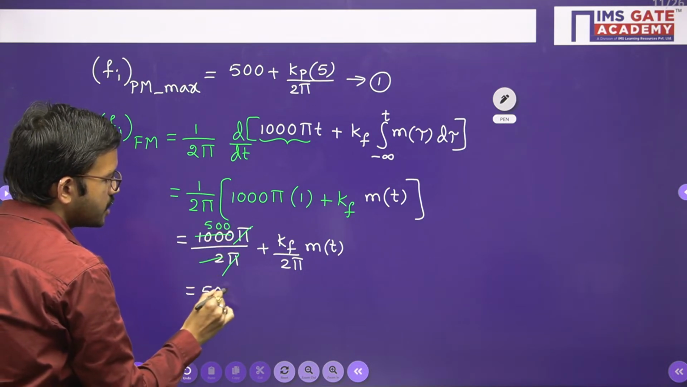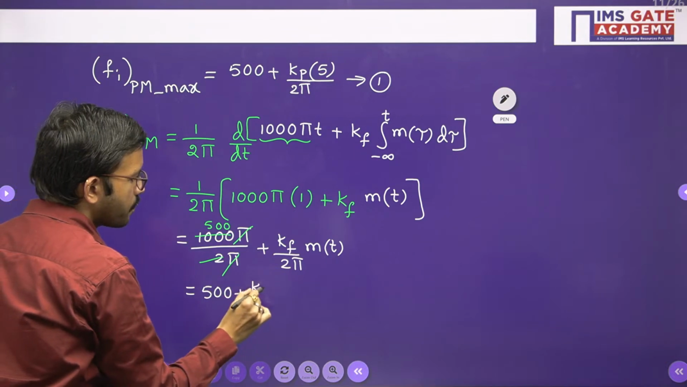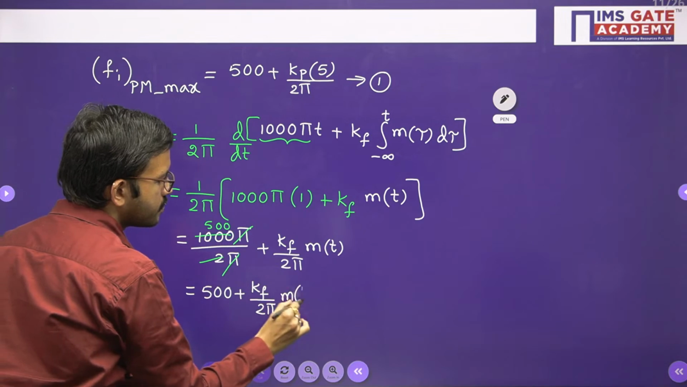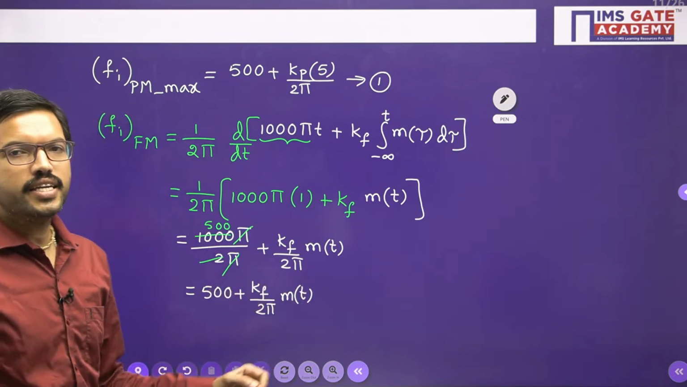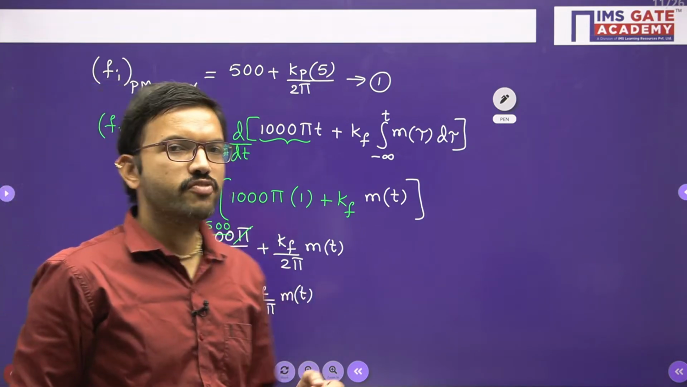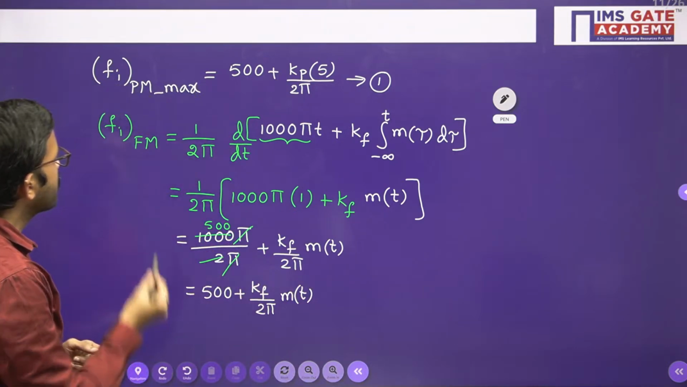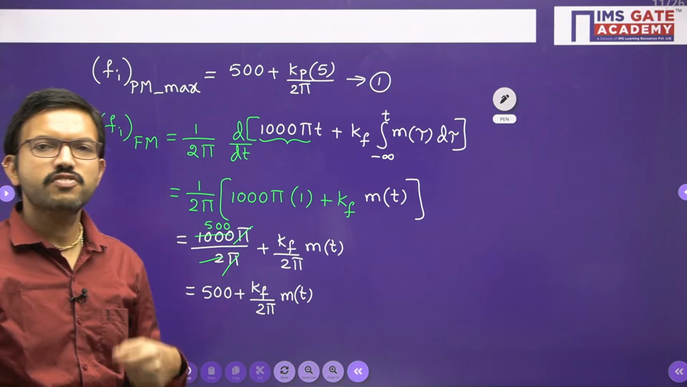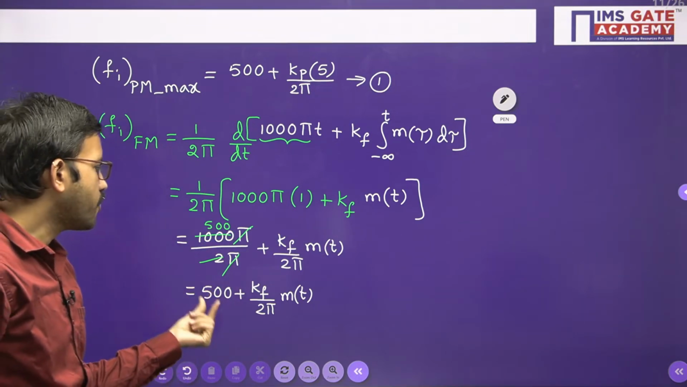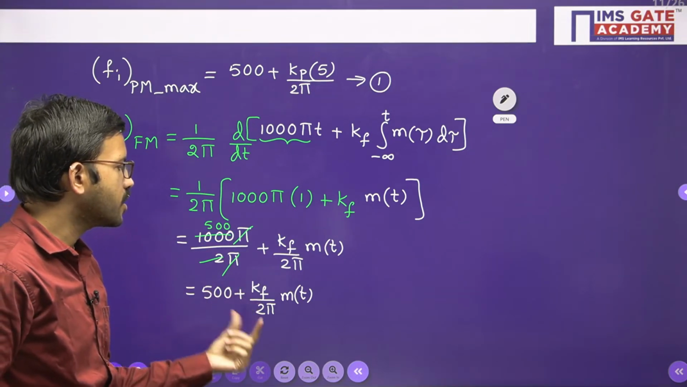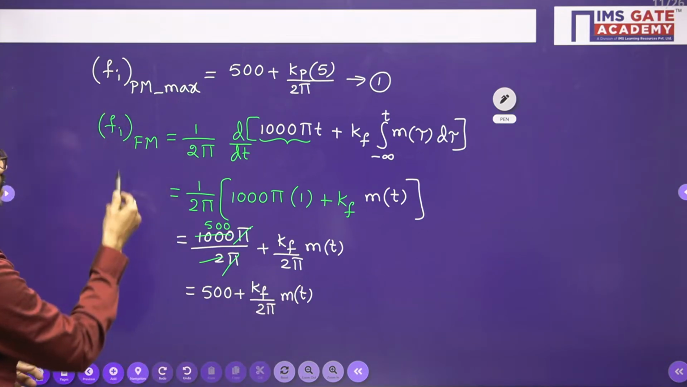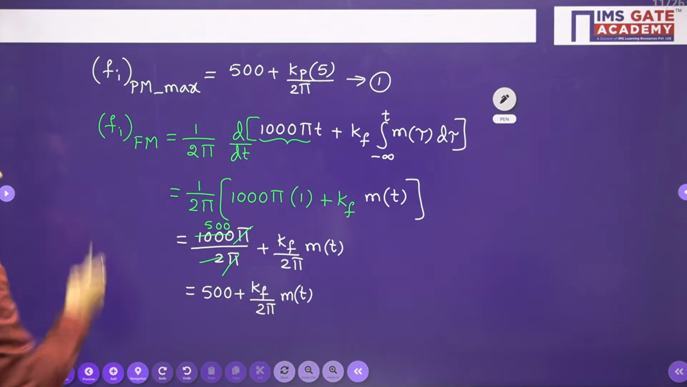So you are getting the expression 500 plus kf divided by 2 pi into m of t. Just like earlier, here in FM also we want to get the instantaneous frequency maximum, right? Here 500 is a constant, kf and 2 pi are constants, so obviously m of t should be maximum. Then only you will get the instantaneous frequency maximum in FM also.